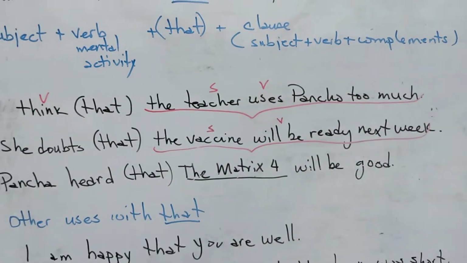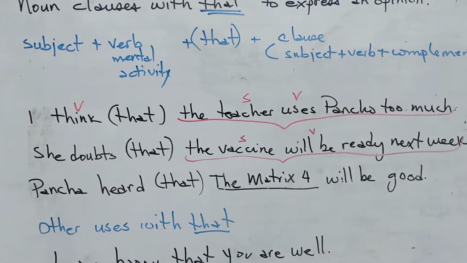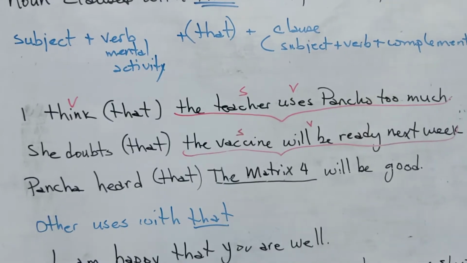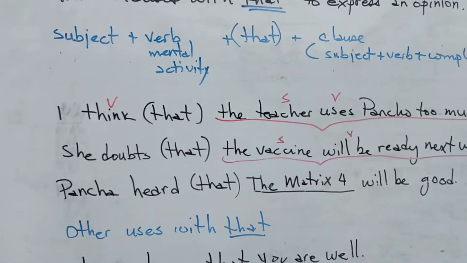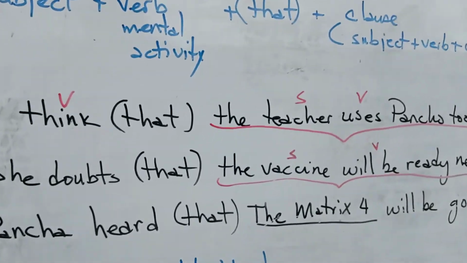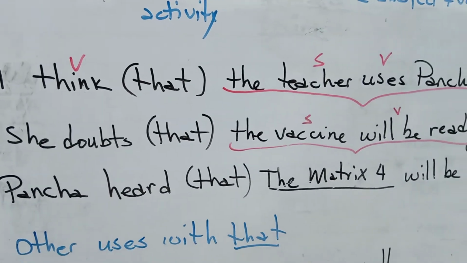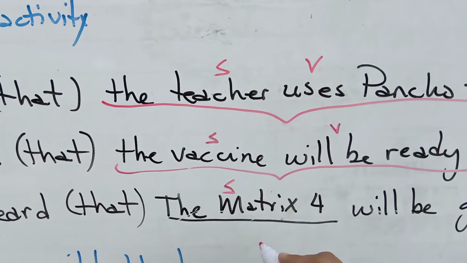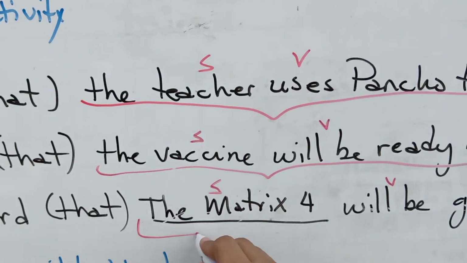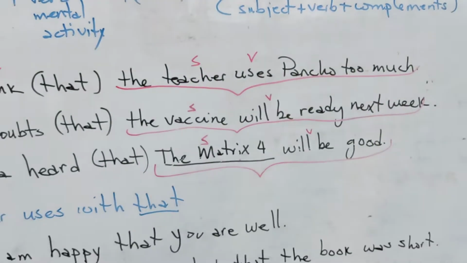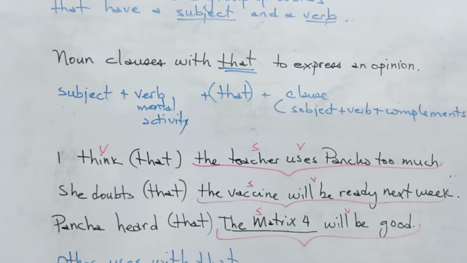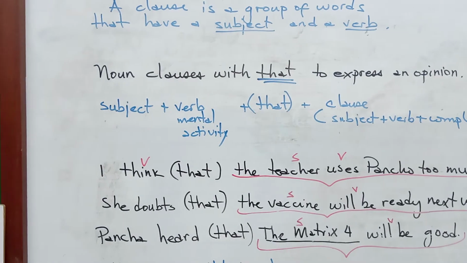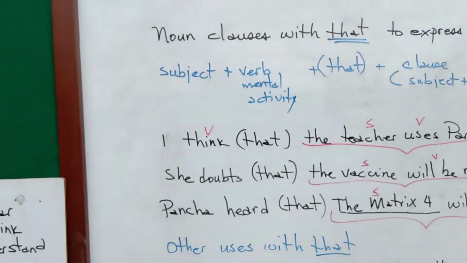Our third example is Pancha heard that the Matrix 4 will be good. So this is the verb, and this is the subject of the clause. This is the verb of the clause. This is the noun clause. So these are noun clauses. You use them a lot actually when we give an opinion.